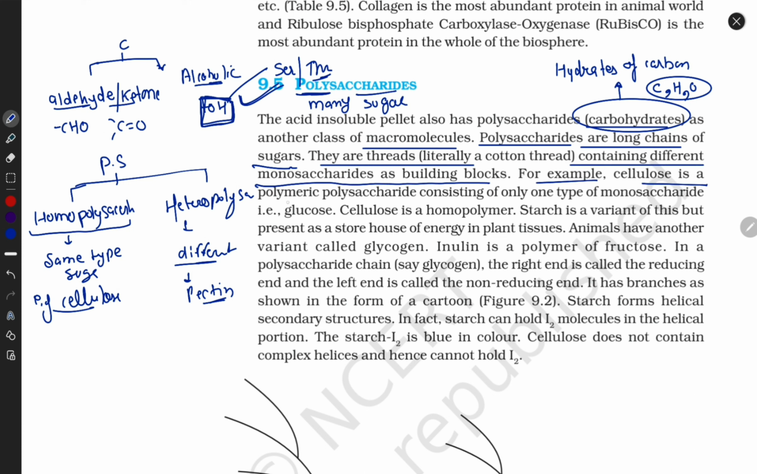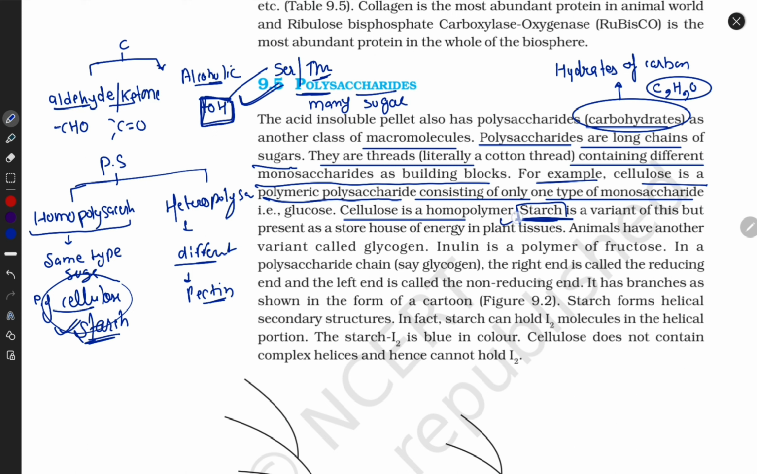For example, cellulose is a polymeric polysaccharide consisting of one type of monosaccharide. Look here, guys. One type of. Cellulose is a homopolymer. Okay, the same kind of sugar groups are present. Now, starch is also one of the examples, I'm writing here, starch. This is also a homopolysaccharide.